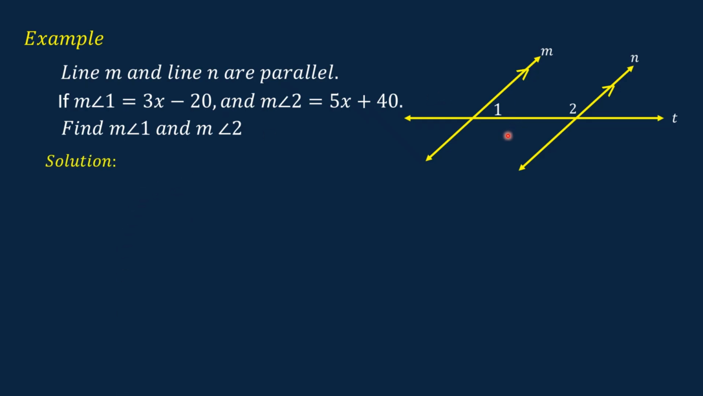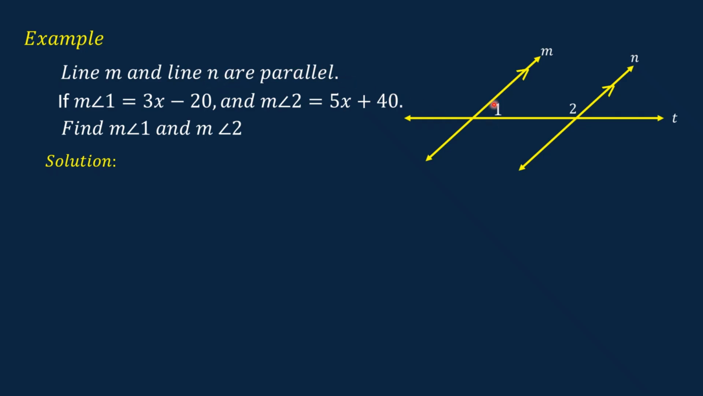Solution. This is the figure. This is line M. This is line N. These two lines are parallel and they are cut by transversal T. Angle 1 and angle 2 are interior angles on the same side of transversal T. According to the interior angles on the same side theorem, if two parallel lines are cut by a transversal, then the interior angles on the same side of the transversal are supplementary.